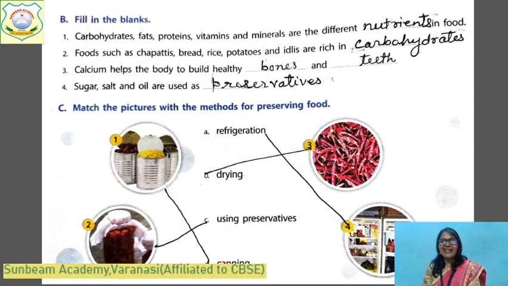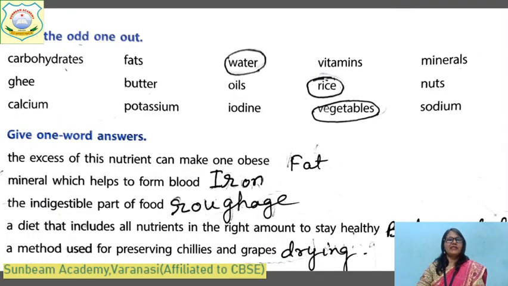Refrigeration, you can see A, you will match with 4, the picture of a fridge. And chilies are preserved by the method of drying, and grapes also. And pickles are preserved by using preservatives like salt and oil and sugar. And canning is a method of preserving food. Yes, you have to circle the odd one out. Carbohydrate, fat, vitamin and mineral are the nutrients, but water is the odd one out.